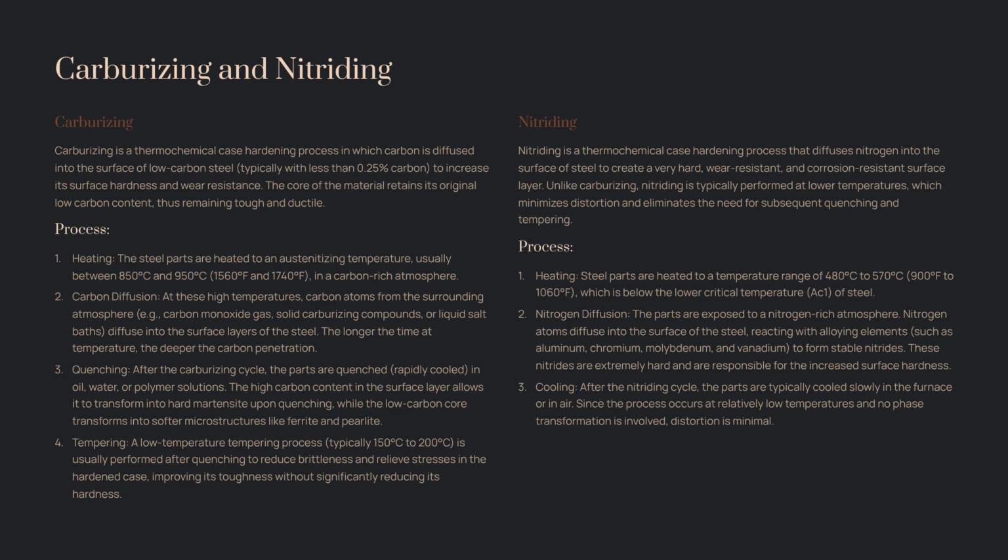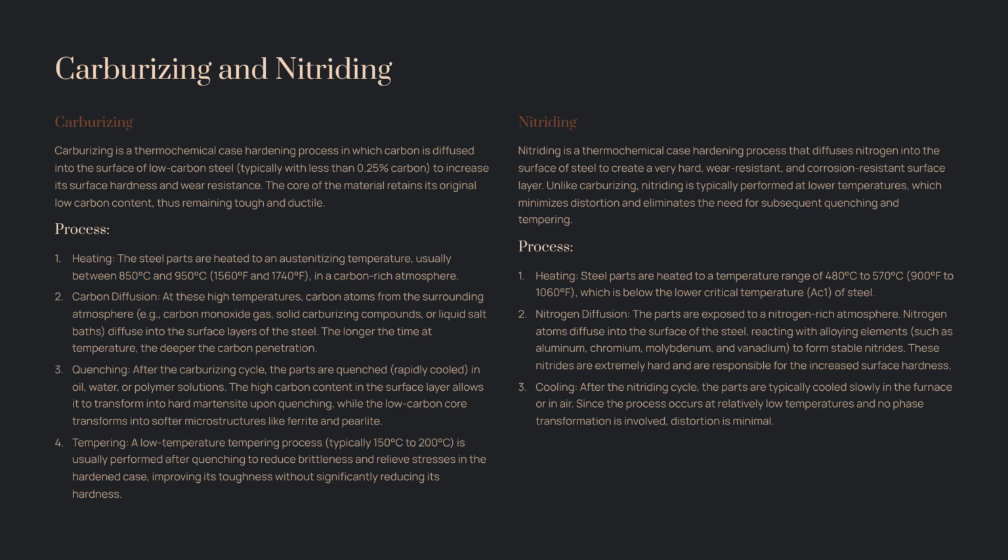Quenching. After the diffusion cycle, the parts are quenched, usually in oil, to transform the enriched surface layer into hard martensite. The presence of nitrogen in the case allows for a slower cooling rate to achieve the desired hardness, which helps in minimizing distortion. Tempering. A low-temperature tempering step is typically performed after quenching to relieve stresses and improve the toughness of the hardened case.